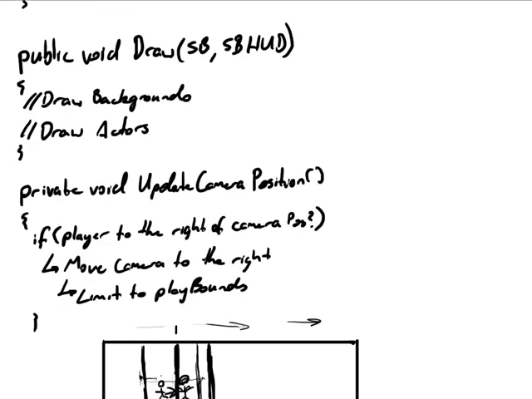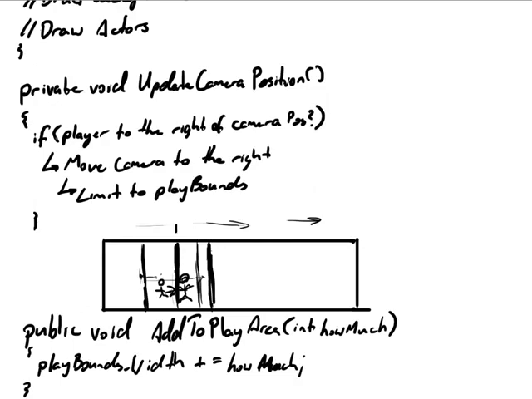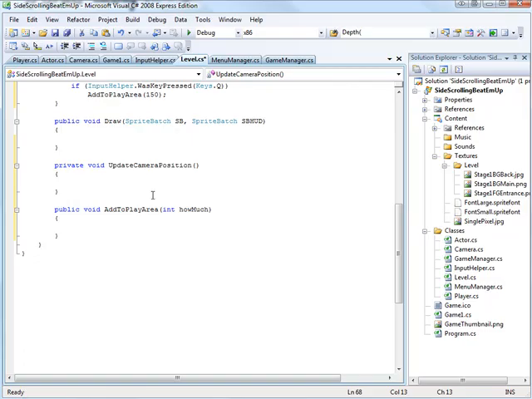Scrolling down into update camera position. We were going to check if the player was to the right of the camera position. Is the player to the right of the camera position? If it is, we're going to move the camera to the right, but then we're going to limit it and make sure we haven't moved too far away. So let's go back into our code again.